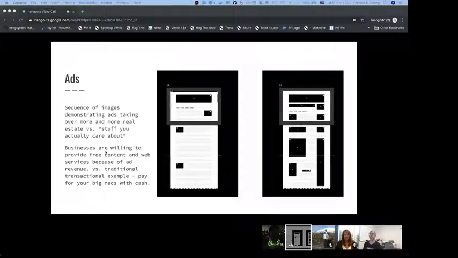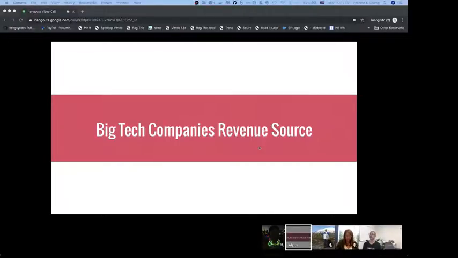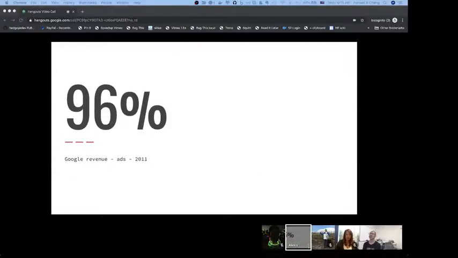It mentioned businesses are willing to provide free content and web services because of ad revenue, versus your traditional pay for a product. So it's just giving you that visual. And then it goes into some stats about the big tech companies and where they're getting their revenue. This shouldn't come as a surprise, really, but it is a really big percentage for some of these companies. And these stats are from the early 2010s, so it might have changed.